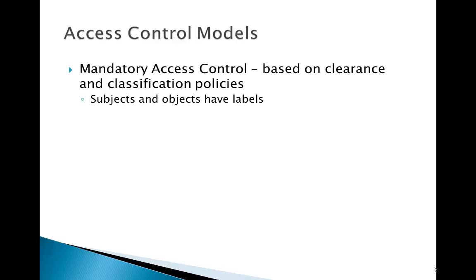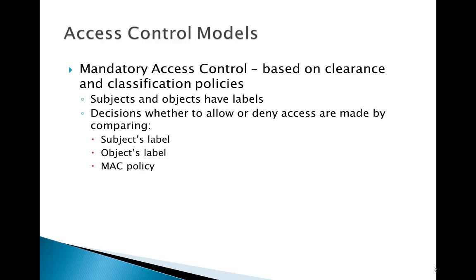Objects have classification assigned to them. An object without a classification, one, shouldn't exist, and secondly, may end up with a default classification assigned. Decisions on whether to allow or deny access are made by comparing the label assigned to the subject, what is the subject's clearance, with the object's label, what is the object's classification, and applying the overall mandatory access control policy. This is a simplified model of how mandatory access control applies to a clearance and classification type security scheme. Again, you can have mandatory access control that applies to other schemes, but in general, it's used for this type of purpose.